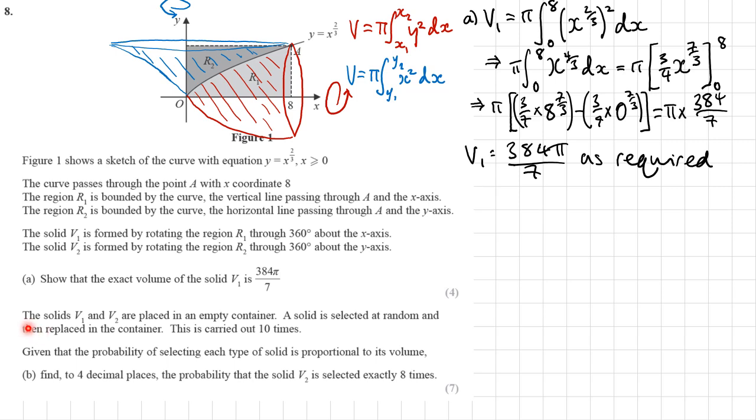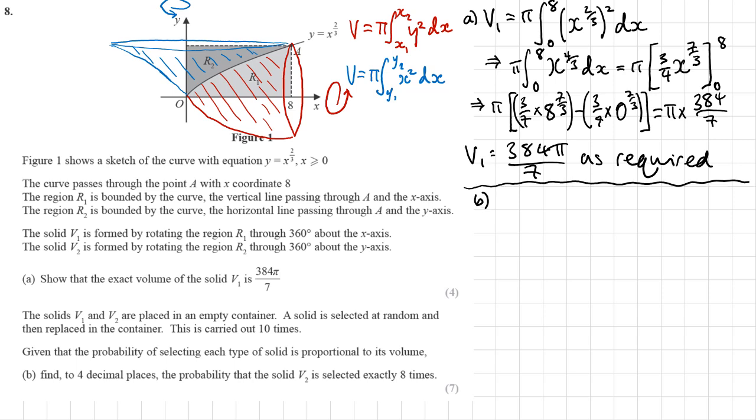Okay, the solids V1 and V2 are placed in an empty container. A solid is selected at random and then replaced in the container. This is carried out 10 times. Given that the probability of selecting each type of solid is proportional to its volume, Part B, find to 4 decimal places the probability that the solid V2 is selected exactly 8 times.